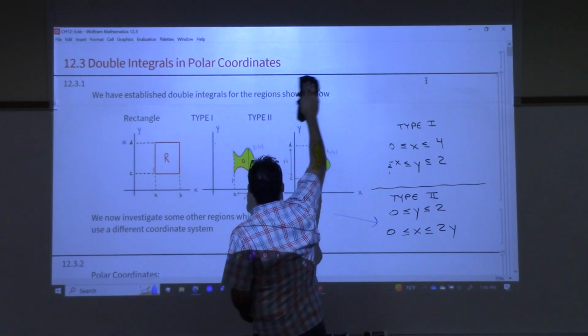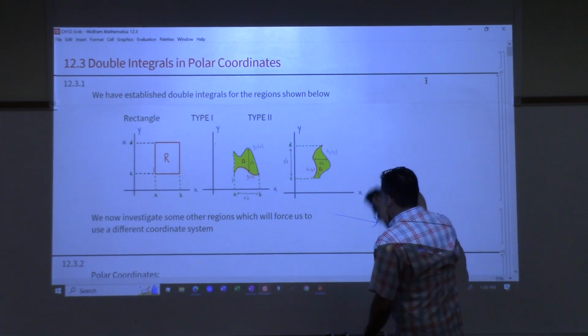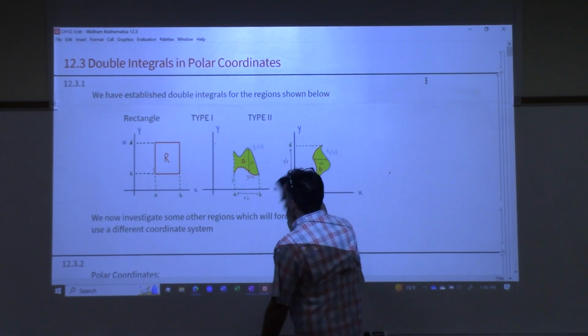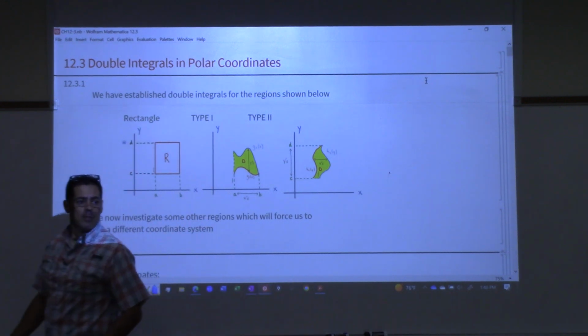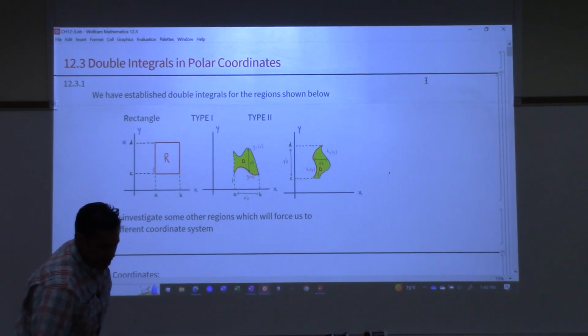Quick show of hands. How many of you have some experience, feel somewhat comfortable with polar coordinates? It's okay if you haven't. How many of you feel like, I'm not sure about polar coordinates? Not sure? No? Okay. All right. Just trying to get a feel.